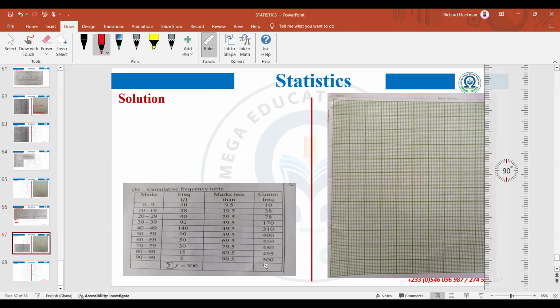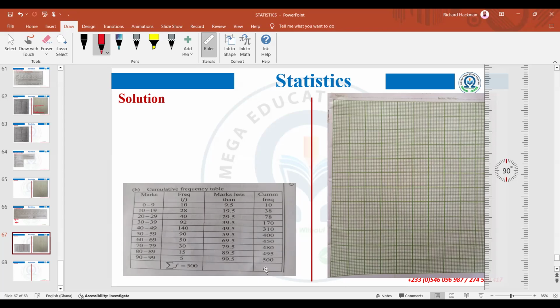Because obviously, if maybe no one had 99.5, and I am looking for those who scored less than 99.5, it means the entire class. And that will be my total number of students, which is the same as my total frequency. So always you start with the first value, the first frequency, and you end at the total frequency. If you don't end with a total frequency, then it means something went wrong in your addition. So go back and check. All correct?